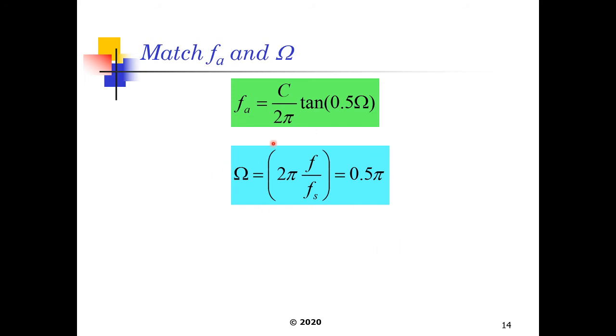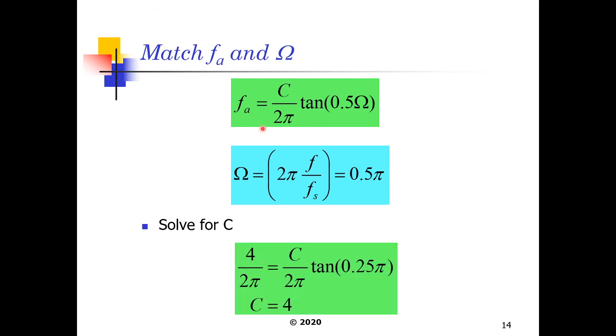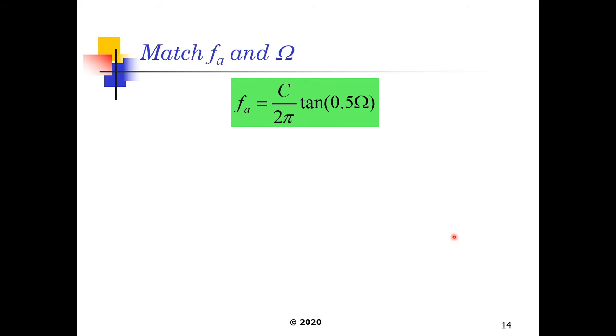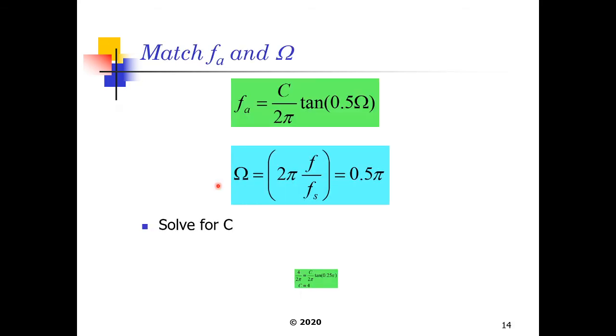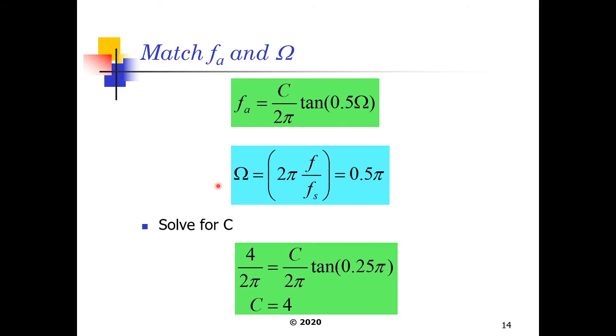Because we have capital omega here now, that means we can solve for C. So f of a here was also 4, so 4 divided by 2 pi equal to this here, and we solve for C, so we end up getting C is equal to 4. Let's backtrack a little bit. Remember, we had omega A here equal to 4 radians per second, so that's how we were able to extract our f of a accordingly. So C here is going to be equal to 4.